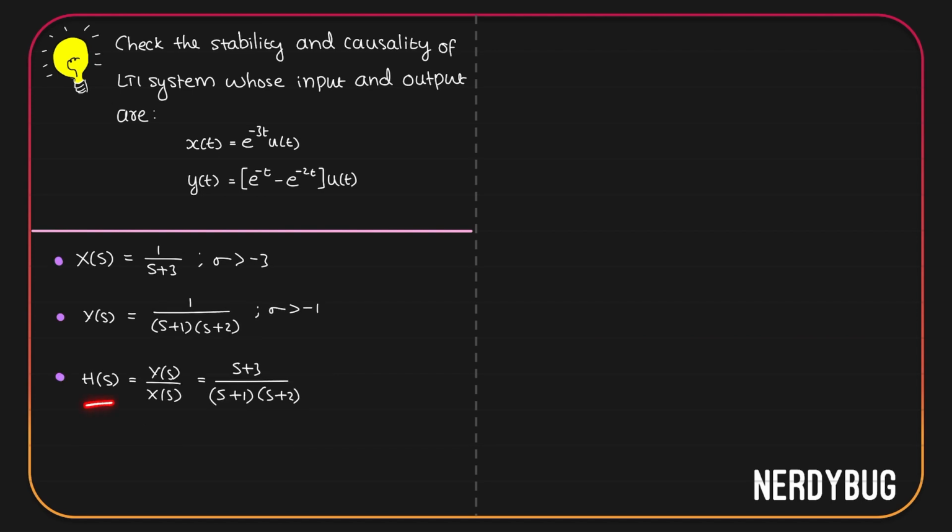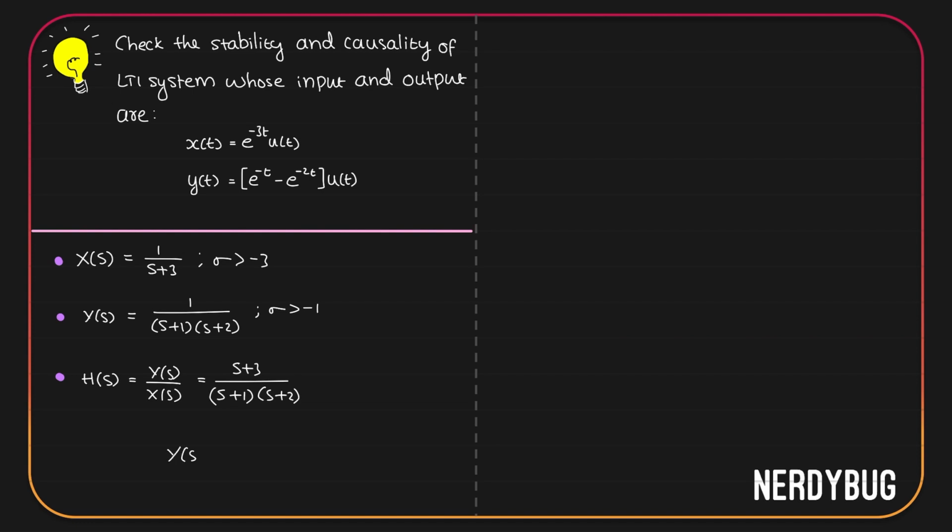To get H(s), what we did is divide Y(s) by X(s). But we haven't learned what happens to ROC when we divide a function with another function. Which means, in short, we don't know the ROC of H(s). We have to figure it out.